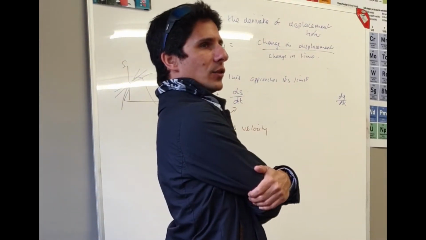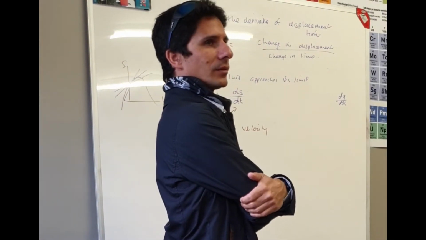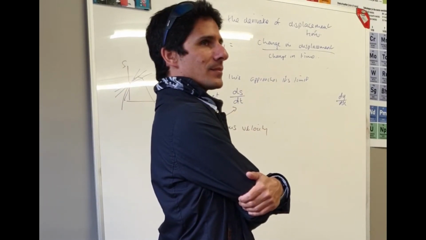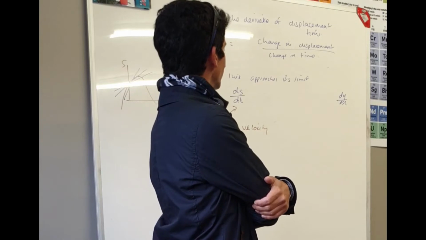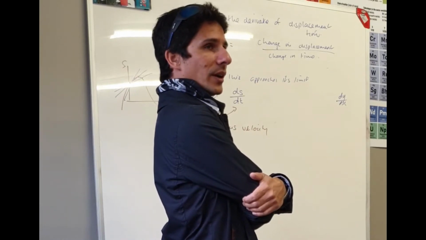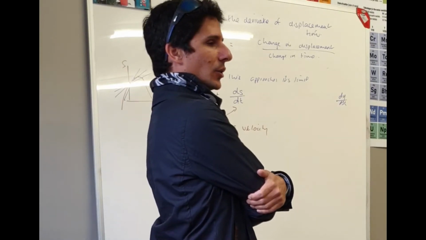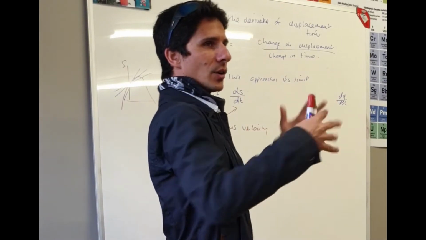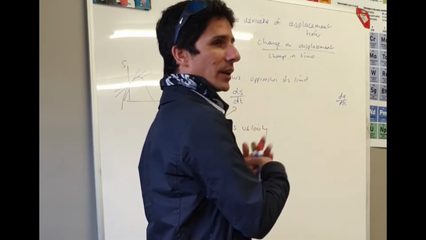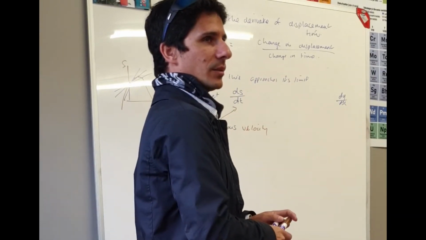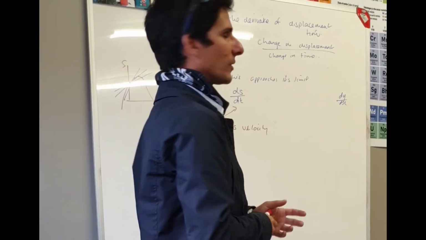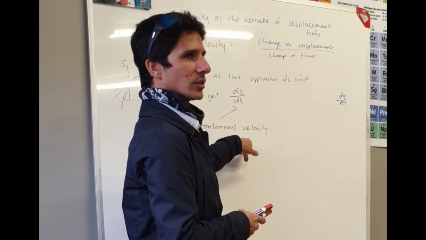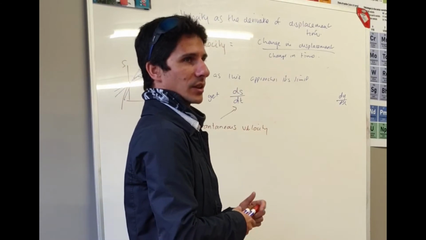So if I gave you a function, what can you do to find velocity? The ds over dt. So we can find the gradient function. We now no longer have to rely on various equations. If we are given a function for displacement time, we can now use calculus to calculate velocity, because we know that velocity is just the gradient of displacement time.